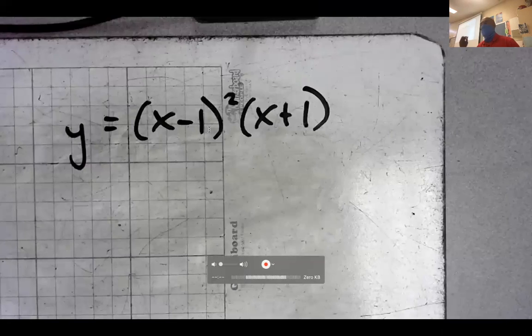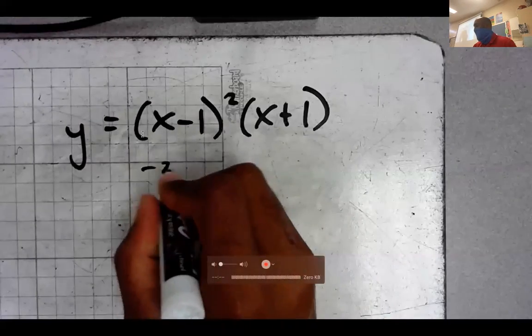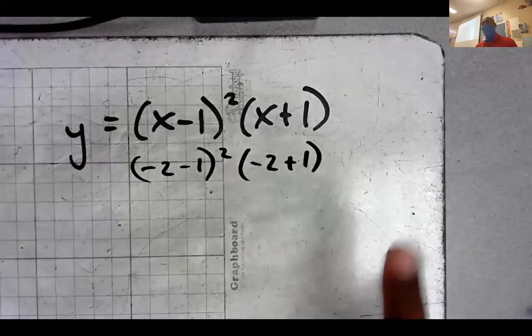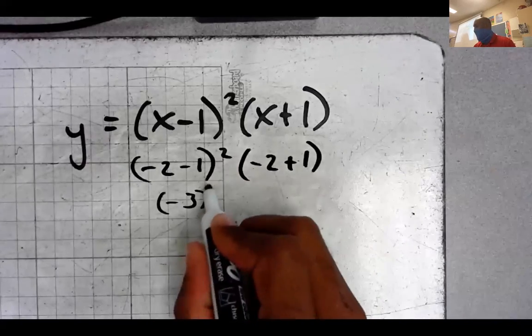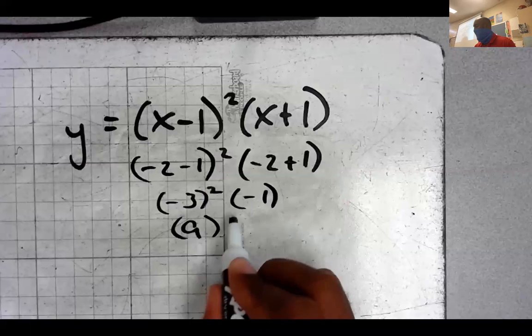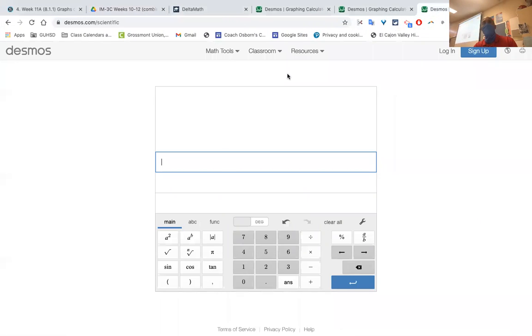Okay. So first, let me show you how I do it by hand, right? So the first one I had to plug in -2, right? So -2 here, and then -2 here. All right, and then I just simplify that. So -3, then square it, -1 there, square that's 9 times -1, -9. You could do that with each number, or go over to Desmos and do the same thing, just type it in. So -2 -1, and then I square it, and then times -2 plus 1, and then there's my -9.